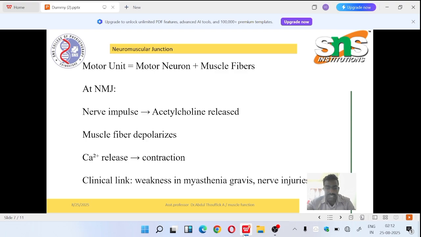What is the neuromuscular junction? Muscle contraction begins at the neuromuscular junction. Here the motor neuron releases acetylcholine, which causes the muscle fiber to depolarize. This leads to release of calcium ions, triggering the contraction. Clinically, problems at this junction can cause weakness, as seen in myasthenia gravis or other nerve injuries.